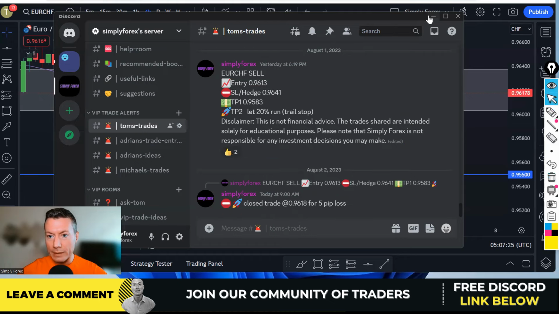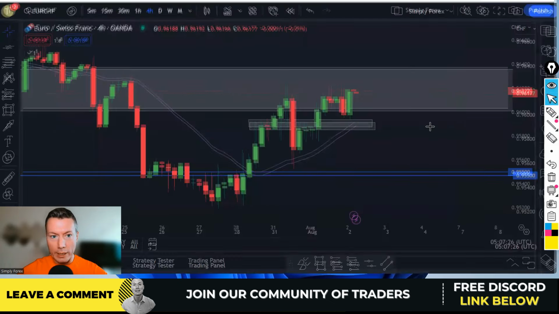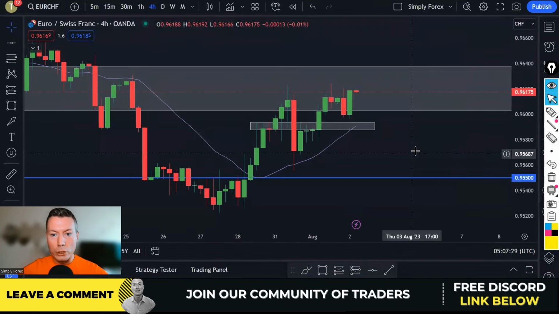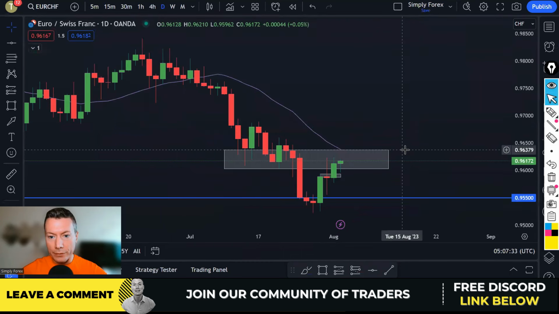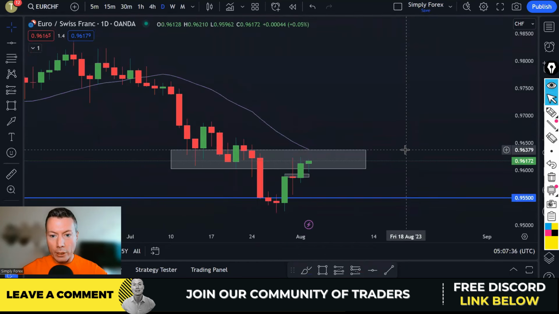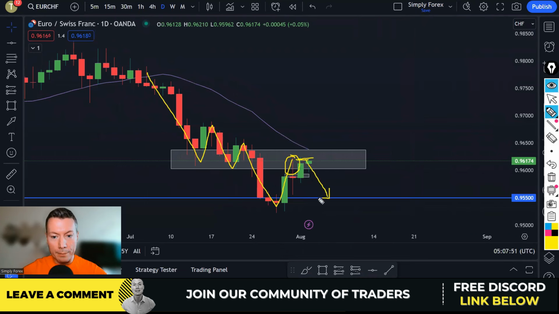Let's get rid of this now and focus on the chart. This is Euro Swiss franc. Let me just show you the reason for the trade, guys. Yesterday, price was in a downtrend. I put this on my trade analysis. We had this wick here that rejected this level. Price came back to this level, and I was looking to potentially short it back down to these last lows. That was the trade idea.